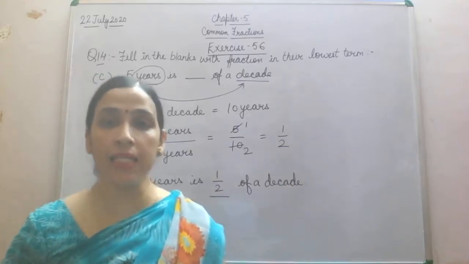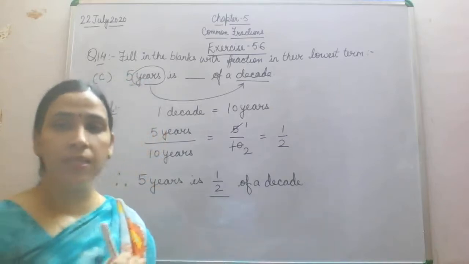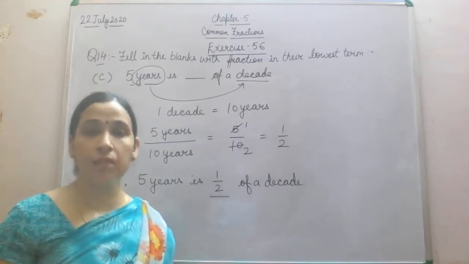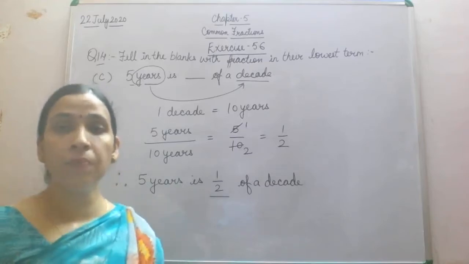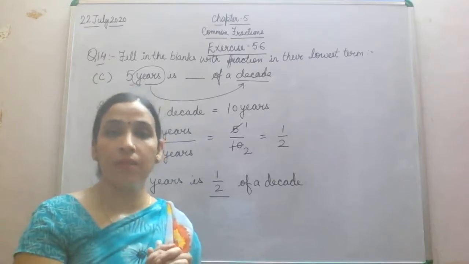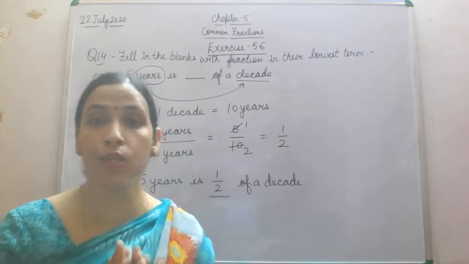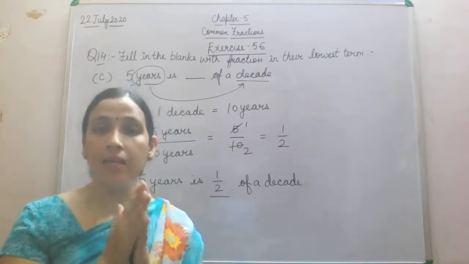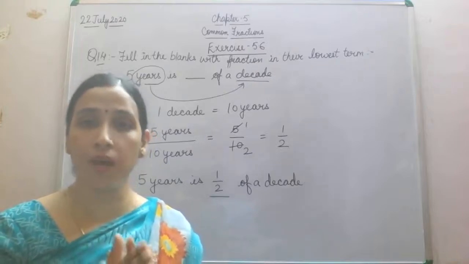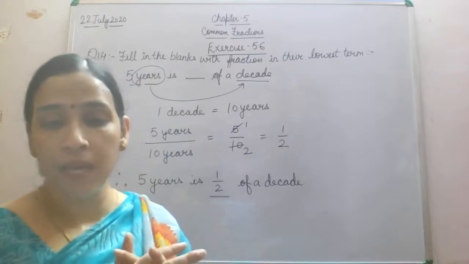A decade consists of how many years? 10 years. So remember this, that a decade consists of 10 years. One more thing I have told you yesterday, that 1 century consists of how many years? Yes, that is 100 years. Remember this also, that 1 century consists of 100 years. So let's see the next question.